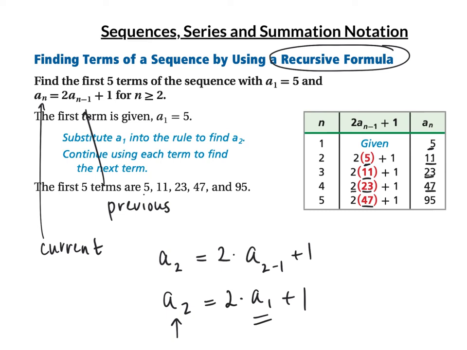If we pull some of this out of the table, we could make statements like a sub 5 is 95. That's my n, and that's my a sub n. We could also say that a sub 3 is equal to 23. If n is 3, then a sub n is 23.